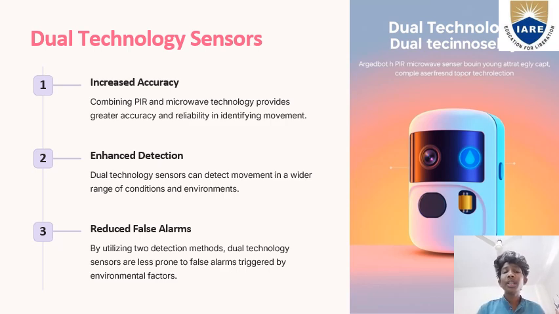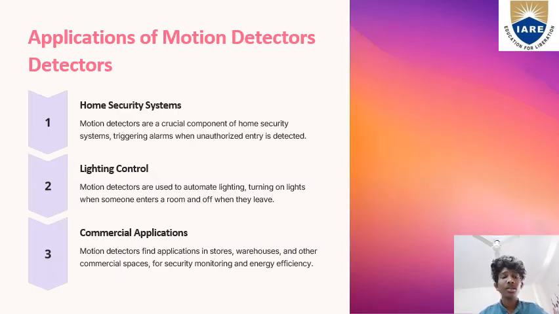Enhanced detection: dual technology sensors can detect movement in a wide range of conditions and environments, reducing false alarms by utilizing two detection methods. Dual technology sensors are less prone to false alarms triggered by environmental factors. Applications of dual technology sensors: security systems. Dual technology sensors are used in security systems to reduce false alarms. Let's move on to the next slide.